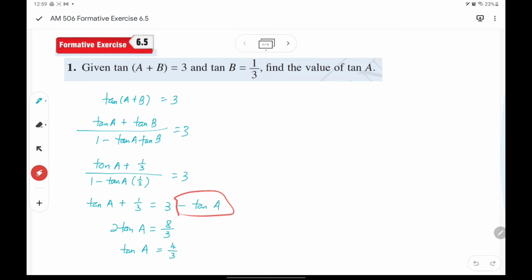So gather all the tangent A together. We have 2 tangent A equals 3 minus 1 over 3, which is 8 over 3. So tangent A is 4 over 3.